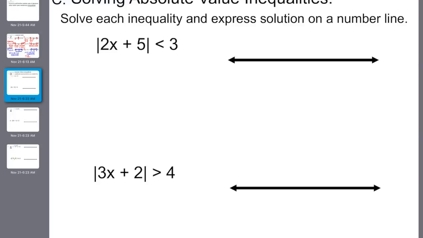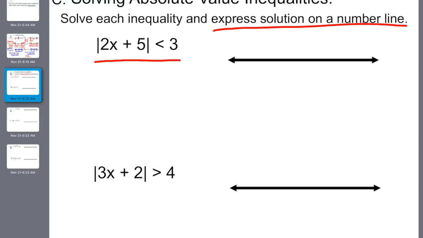Letter C, or slide C, says solving absolute value inequalities. It says solve each inequality and express the solution on a number line. All right, so to solve these, we need to think about what the statement says. So the first one, we have the absolute value of 2x plus 5 is less than 3.